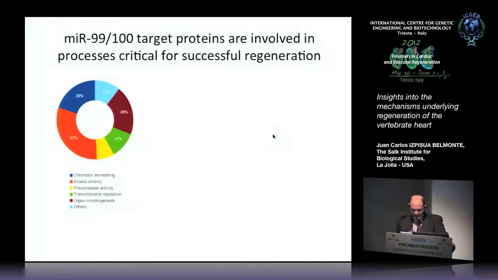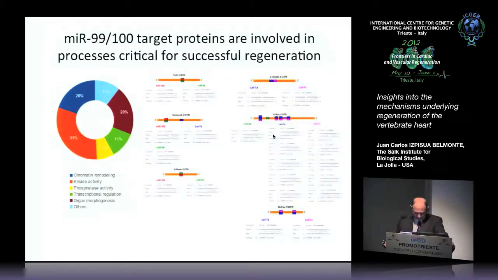So for instance, this one, MIR99-100. The target proteins for this MIR seem to be involved in different processes, but mainly in organogenesis. They have some role in chromatin remodeling, on which we have an interesting observation I will not go through today, but the importance of chromatin remodeling in regeneration cannot be understated. I wish I could have some time. We'll see. I have a few slides at the end, and maybe I could give you some examples of this.